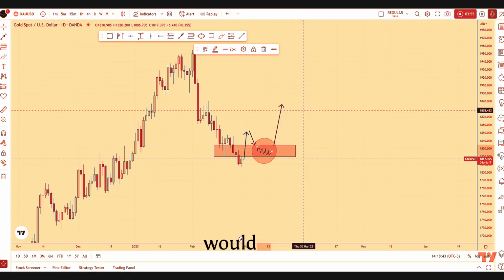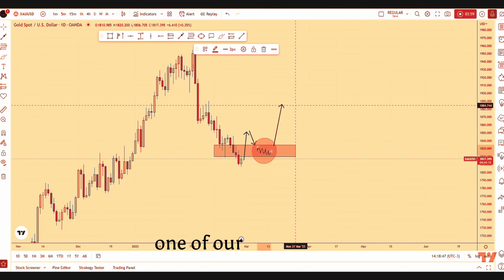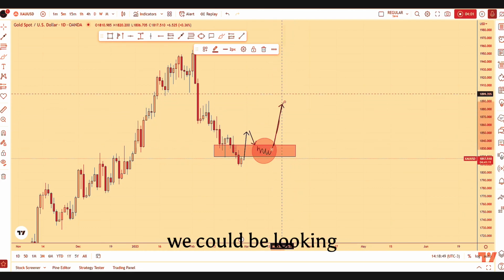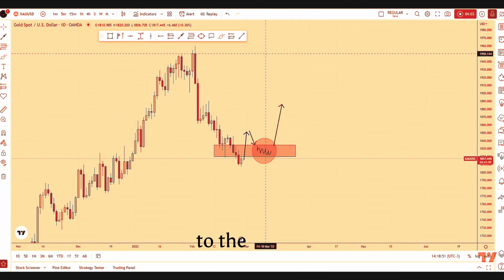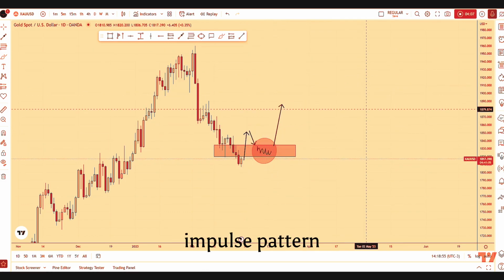And if the market would shift from an intraday bearish to bullish market and provide to us one of our valid entries, at that point we could be looking for a potential rejection to the upside for the market to complete this impulse, correction, and impulse pattern to the upside.